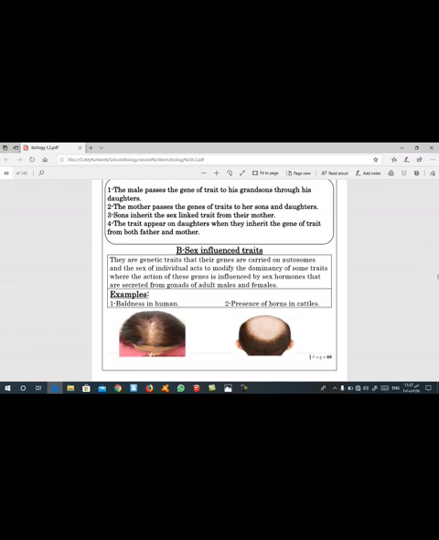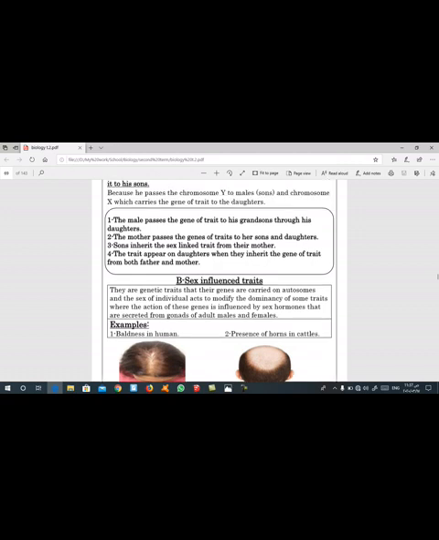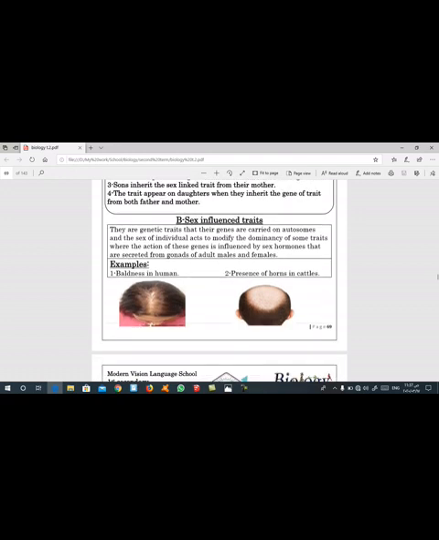So some traits may be dominant, as you know, and some traits may be recessive. So this will be influenced by the sex hormone. But the first one, which is sex linked, is not influenced by the sex hormone, while this one is carried on the autosome and influenced by the sex hormone, which is the opposite of the first case.